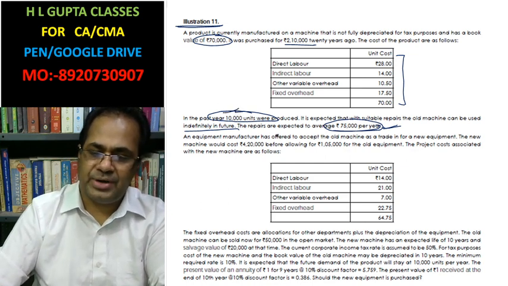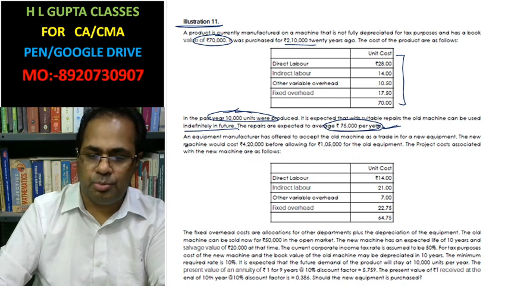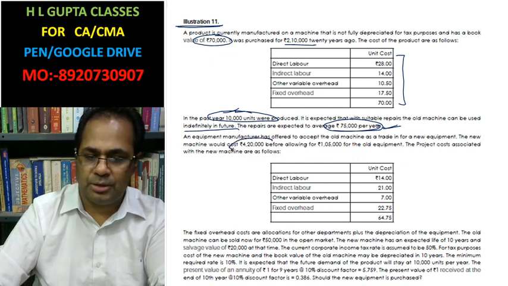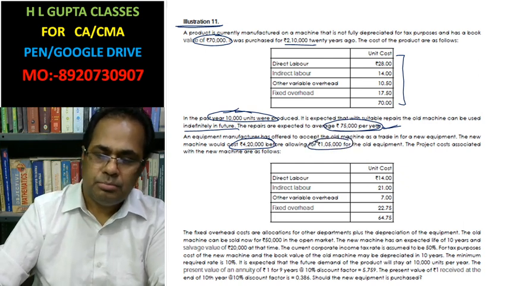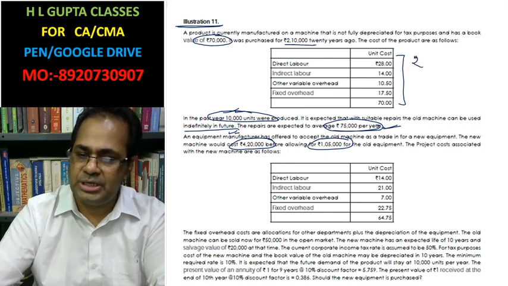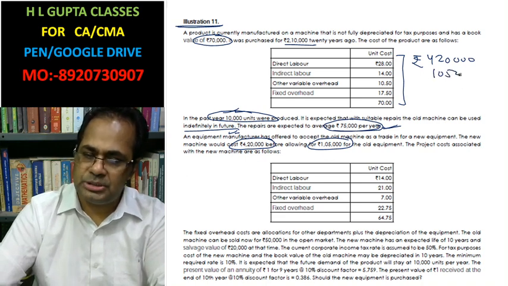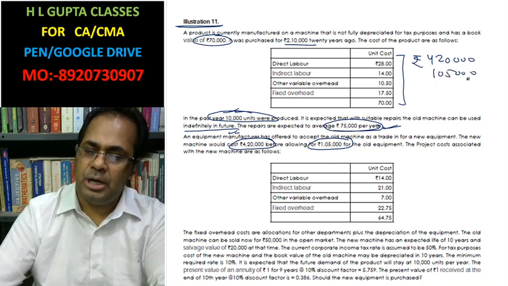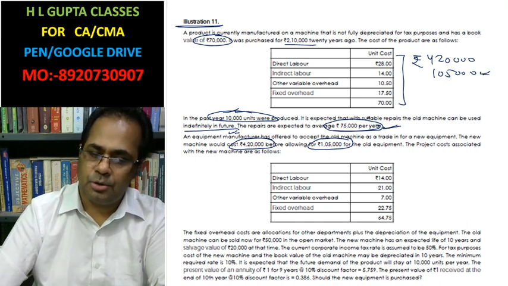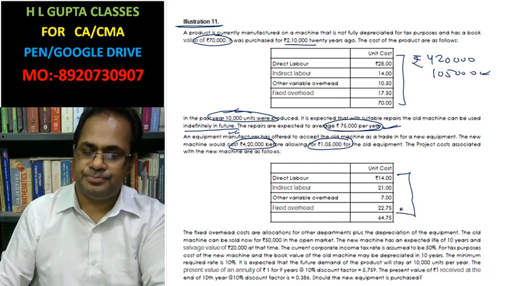An equipment manufacturer has offered to accept the old machine as a trade-in for the new equipment. The new machine would be rupees 4,20,000 before allowing 1,05,000. The equipment manufacturer is saying I will provide it at rupees 4,20,000 and I will deduct the old machine cost of rupees 1,05,000, and the manufacturing cost for the new machine will be this.